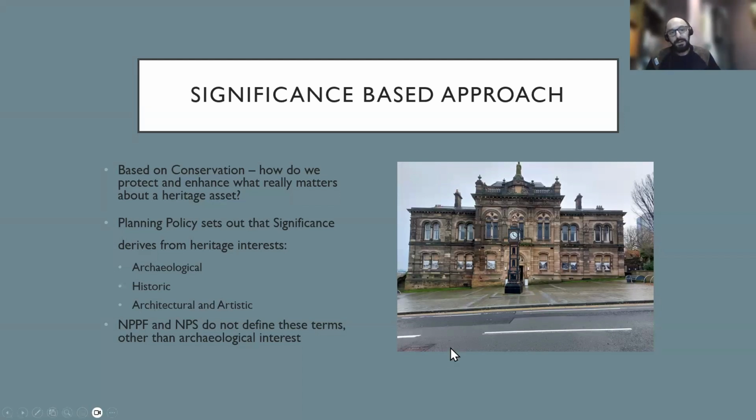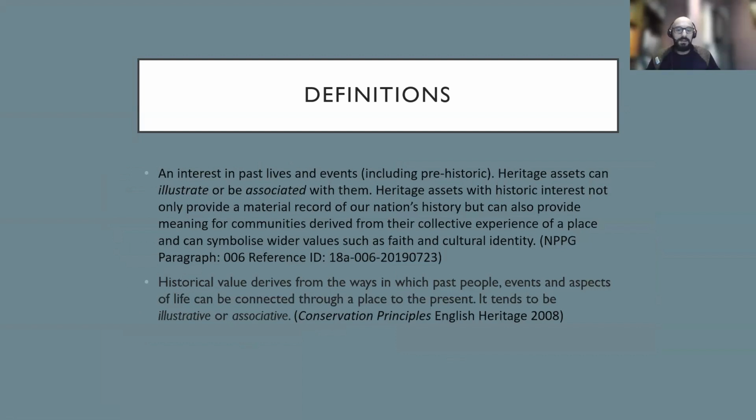If we move on to the next slide, understanding historic interest: these are the policy definitions and the Conservation Principles definitions, which are very, very close. And again, the GPA2 definition is virtually the same. The key thing is how we understand and experience past lives and past events. This split of illustrative and associative values is really quite important. We'll come on to this in a minute, but I don't want to read through these definitions. It's around how, in the present, we look at an asset, we experience an asset, and we experience the past through that.